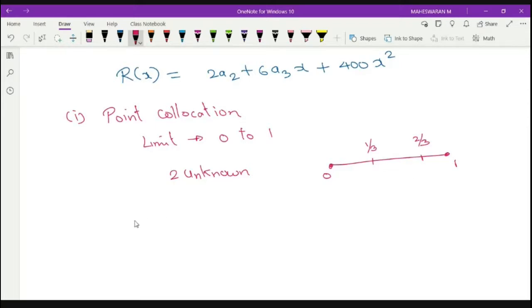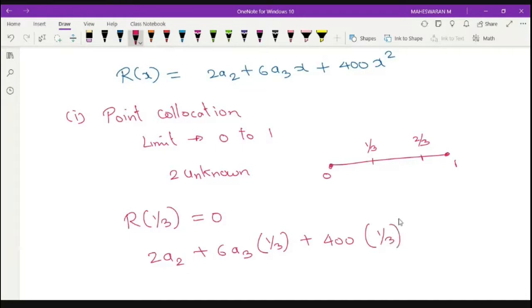So now what I have to do, I have to put R of 1 by 3 is equal to 0. I take this R of x, and in that I substitute x is equal to 1 by 3. Right? So what will I get? I'll get 2a2 plus 6a3, and x is 1 by 3, plus 400 x square, it is 1 by 3 the whole square. So this is equal to 0.